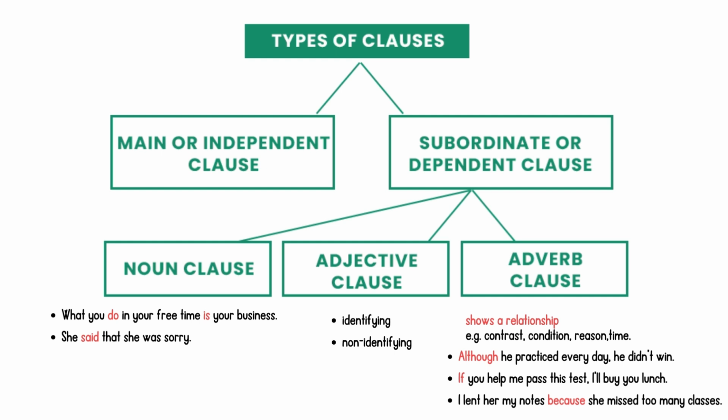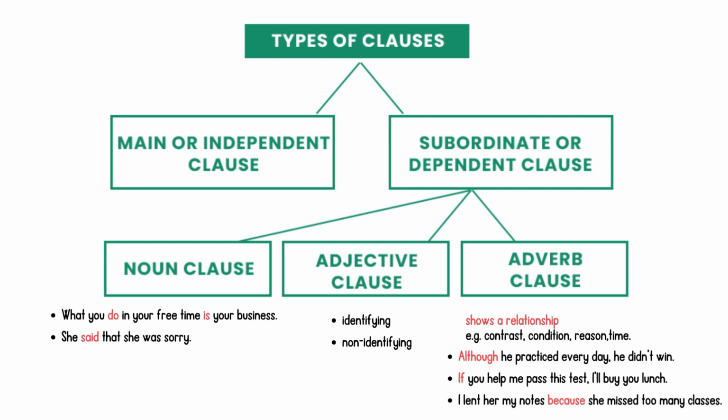Although he practiced every day, he didn't win. So, which is the adverb clause? He didn't win? No, right? He didn't win is the main clause. I can understand that. But if I say, although he practiced every day, it feels like you need something else to understand the whole idea. So, although he practiced every day is our dependent clause, right? But what type? Adverb clause, because it's showing contrast. It's showing a relationship between these two clauses.